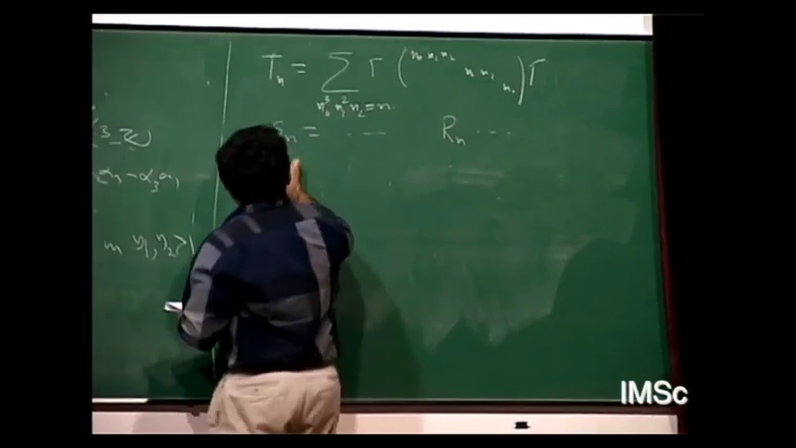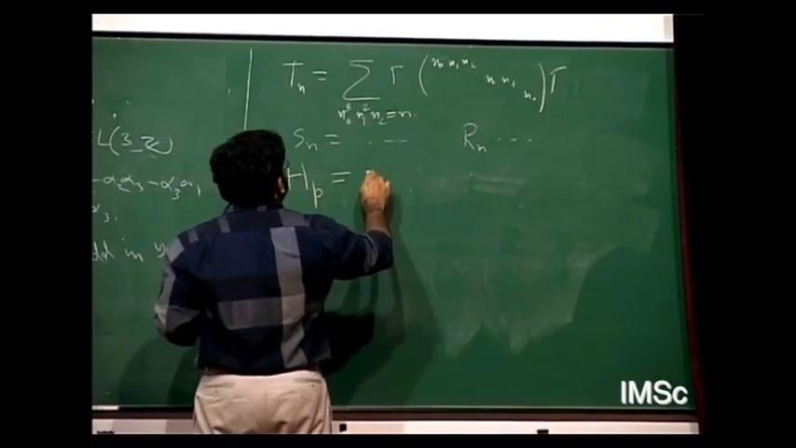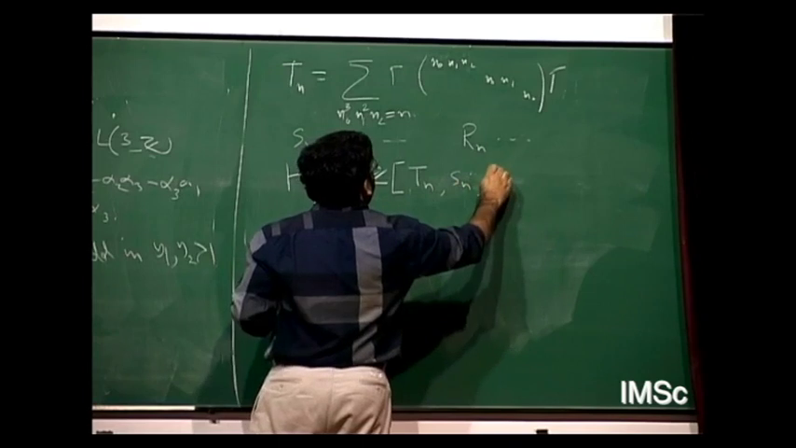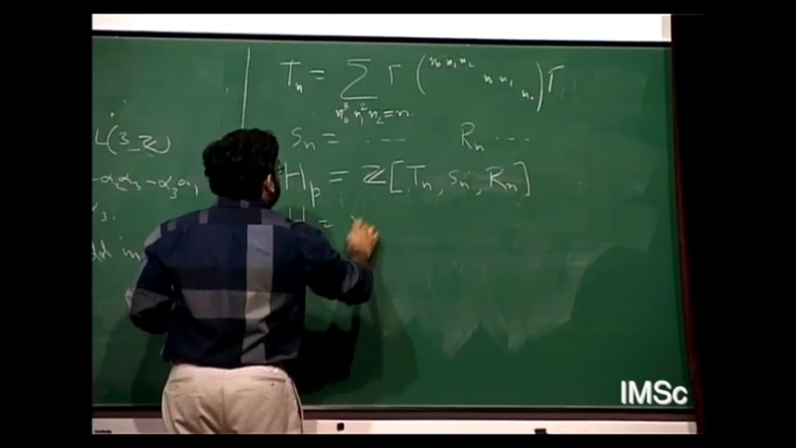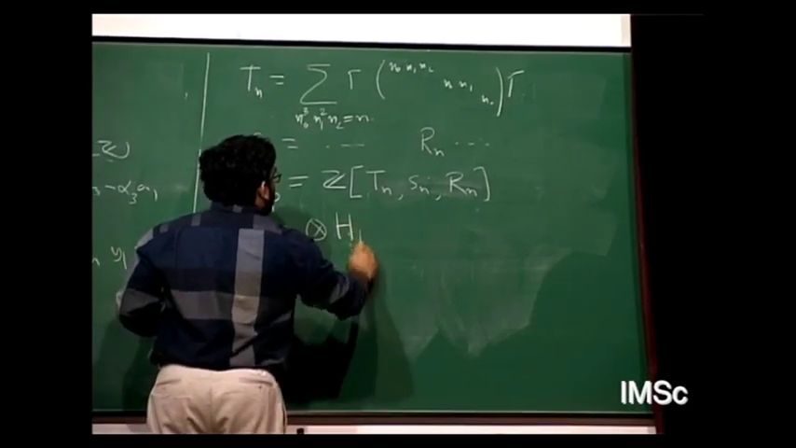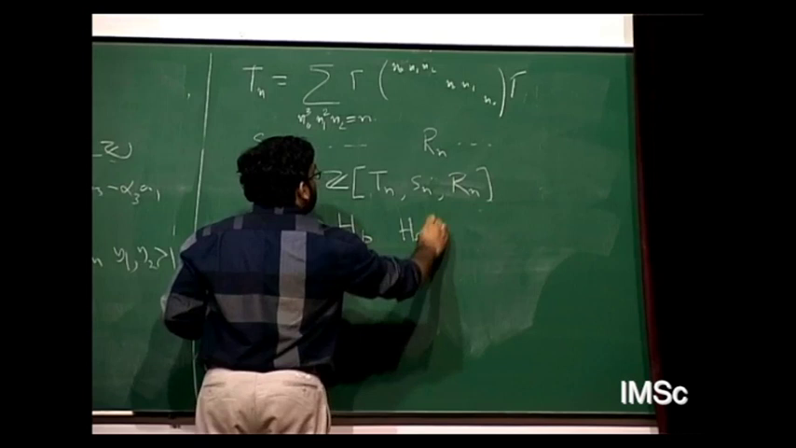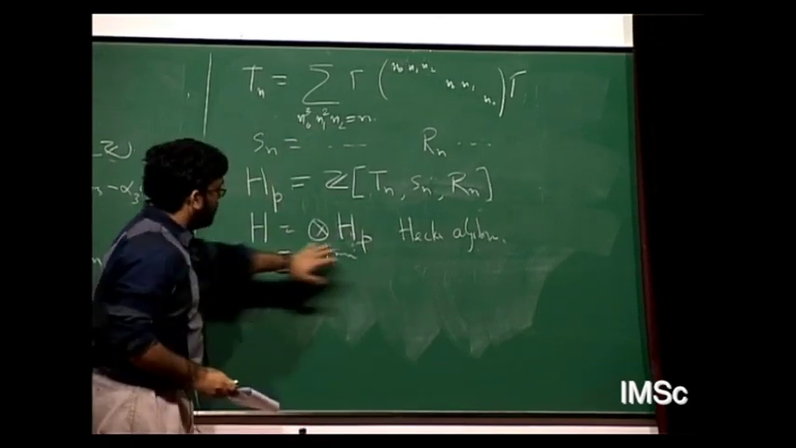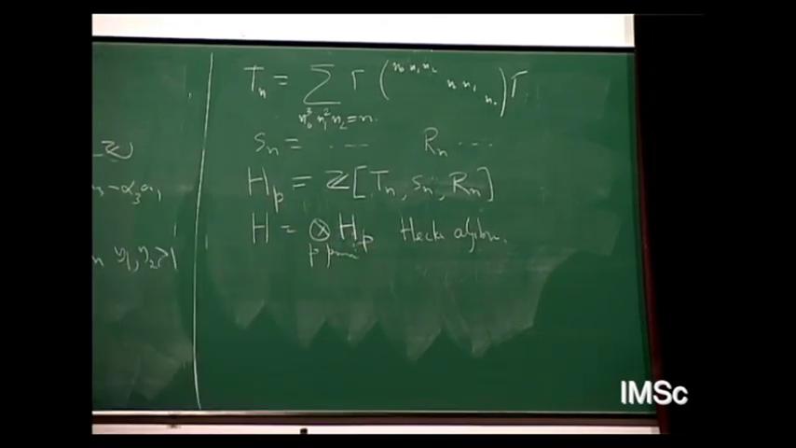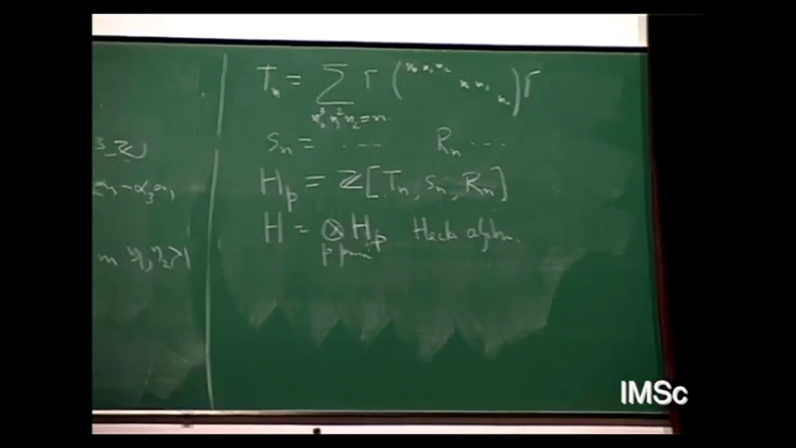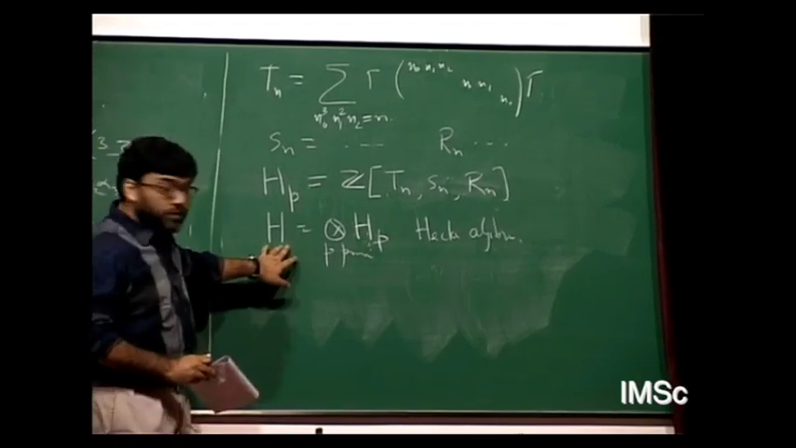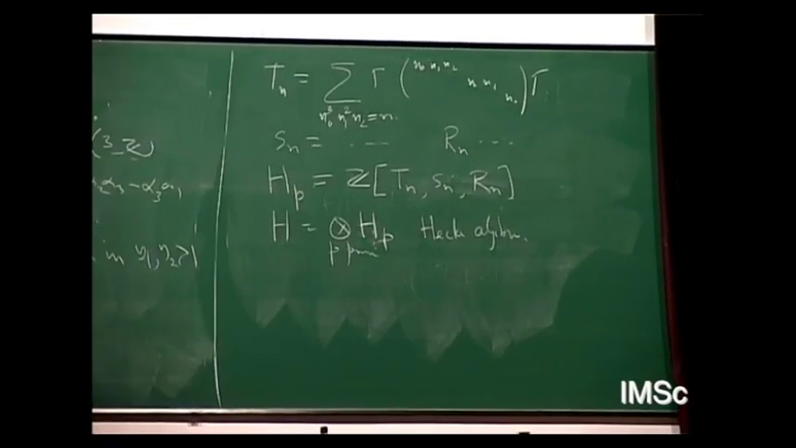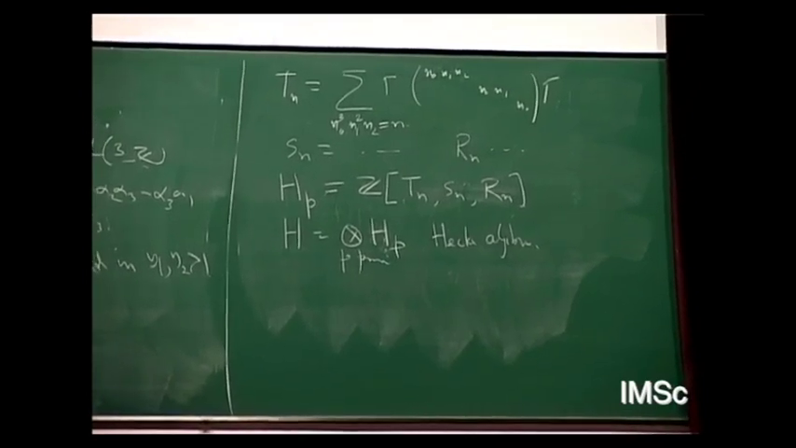The Hecke algebra for the prime p is the ring generated by Tn, Sn, Rn, and the Hecke algebra is the restricted tensor product of H_p over all primes. It's the Hecke algebra, right? And the nice thing about the Hecke algebra is that if you start with the space of Maass cusp forms of a given type, then these operators act on that space. And it is a commutative algebra of normalized operators.